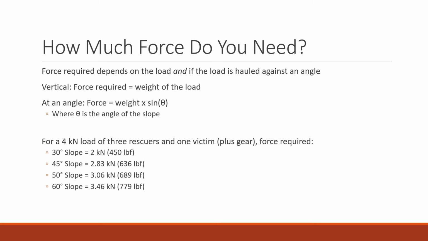So if it's a vertical slope, so sheer cliff straight down or negative angle cliff, whatever, we're going straight down, the force that's required is the weight of the load. Obvious and easy. Makes sense, I think, to everyone. Stuff's heavy if you're not pulling it up against anything. As soon as you add that angle, the force that you need is equal to the weight multiplied by the sine of the angle of the slope.